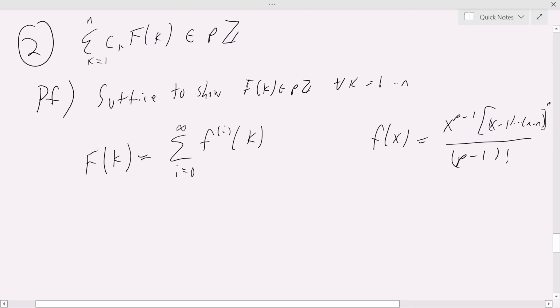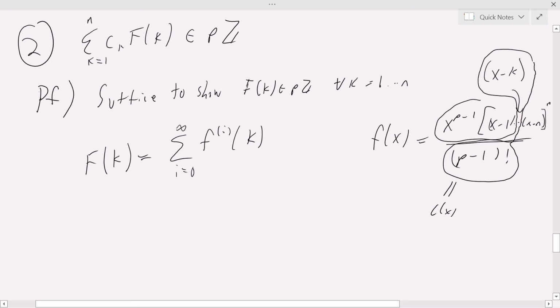This time, see, inside this x minus 1 to x minus n, at some point x minus k appears. And that's the part that we're going to isolate from everything else, along with the coefficient (p minus 1) factorial. And then that'll be one function, so we'll call that c of x. And then the rest of it we will call d of x. And so again, we can express this function little f as a product of c times d.